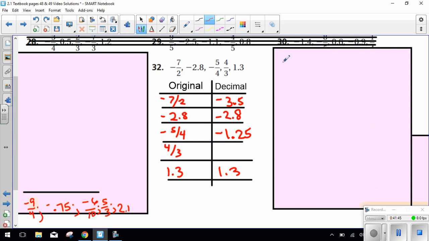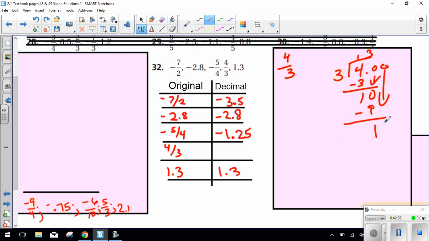And for the last one, we have 4/3. Numerator goes in, denominator stays out. 3 goes into 4 1 time, 1 left over. Add a decimal and a 0. 3 goes into 10 3 times. 3 times 3 is 9. 1 left over. Add a 0 and bring down. 3 goes into 10 3 times. 3 times 3 is 9. 1 left over. Decimal point goes straight up. Hopefully you can see that the 3 is going to keep repeating. So I'm going to write 1.3 with a bar over it.